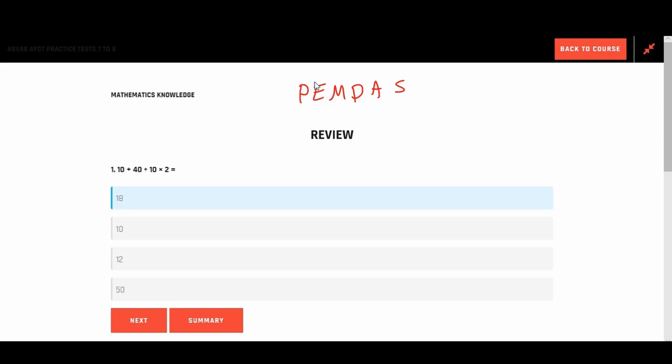You start with parentheses, you move to exponents next, you work out multiplication and division from left to right, and you work out addition and subtraction from left to right. In this case, we don't have any parentheses, as we can see. And let me rewrite this over here. 10 plus 40 divided by 10 times 2.